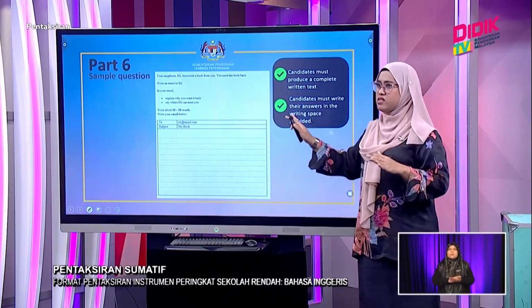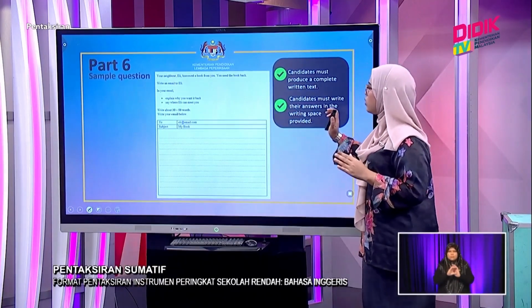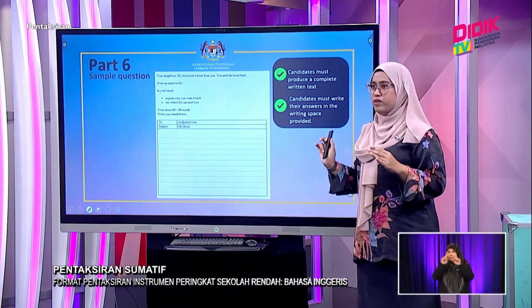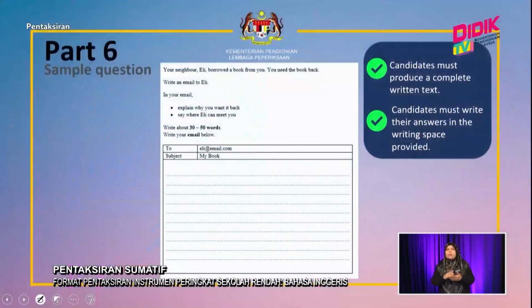So I'm going to read the sample for you. Your neighbor Ali borrowed a book from you. You need the book back. So that's the context. Write an email to Ali. In your email, explain why you want it back, and then say where Ali can meet you. So what are the 2 key things that you need to include in your writing here, Chris?